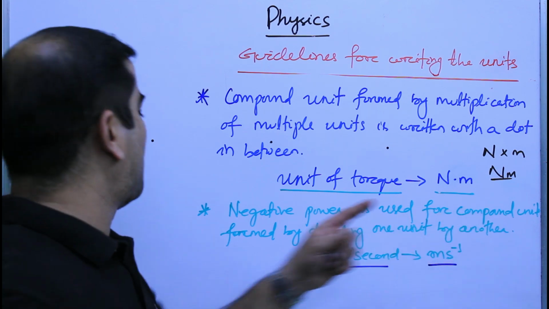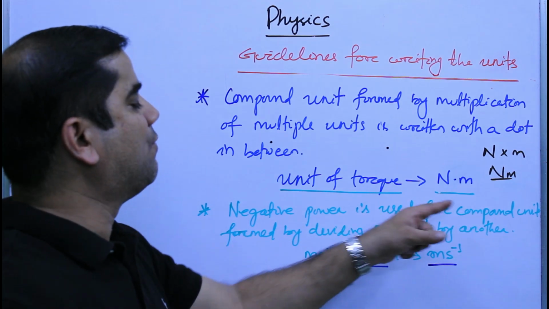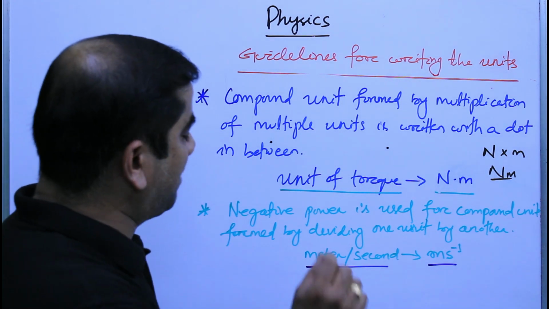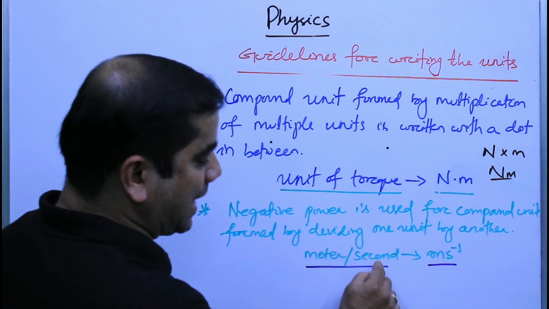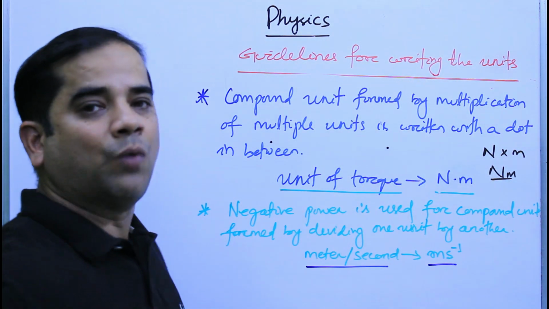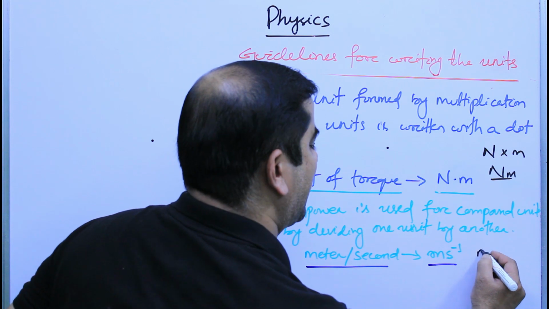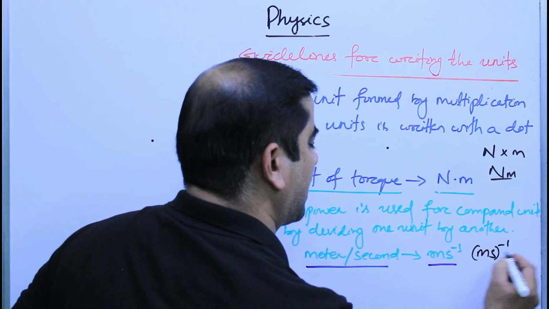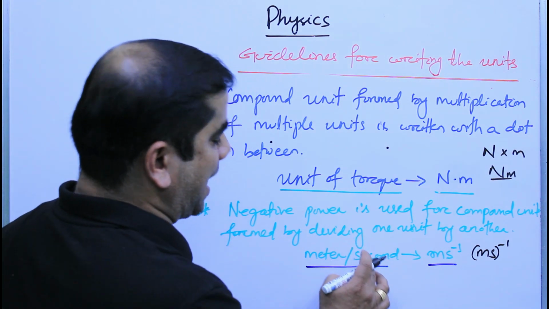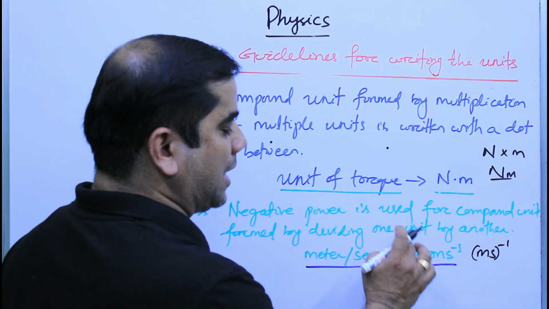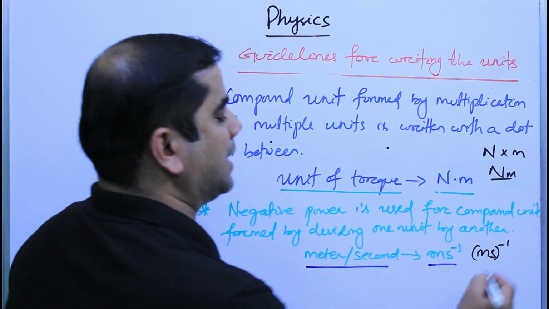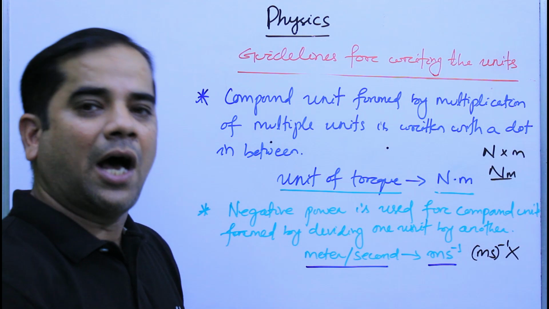Negative power is used for a compound unit formed by dividing one unit by another. For example, the unit of speed, distance by time, meter per second, meter divided by second. So, m s to the power minus 1. We cannot write it as ms to the power minus 1. You might have learned about the exponent and power. So, m divided by s means m times s to the power minus 1. This is the way to write the unit, and the form ms^-1 without the space is not the way to write the unit.